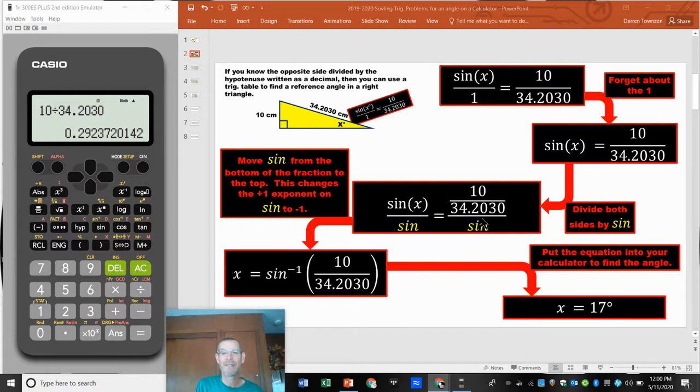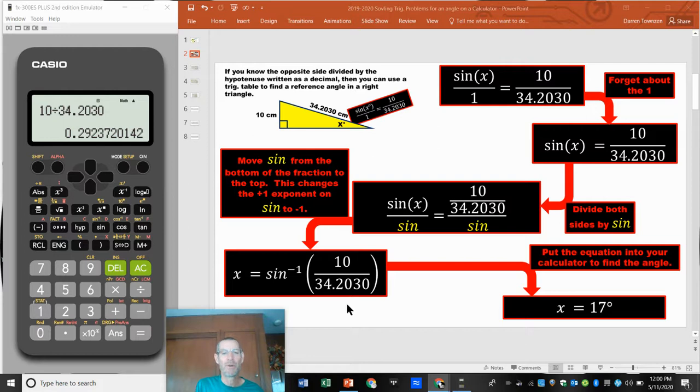So now I have a sine on the bottom of the fraction right here. And that sine has an exponent, which is positive 1. When I move that sine to the positive 1 from the bottom of the fraction to the top of the fraction right here, notice that its exponent went from positive 1 to negative 1. That's important. You should know that.